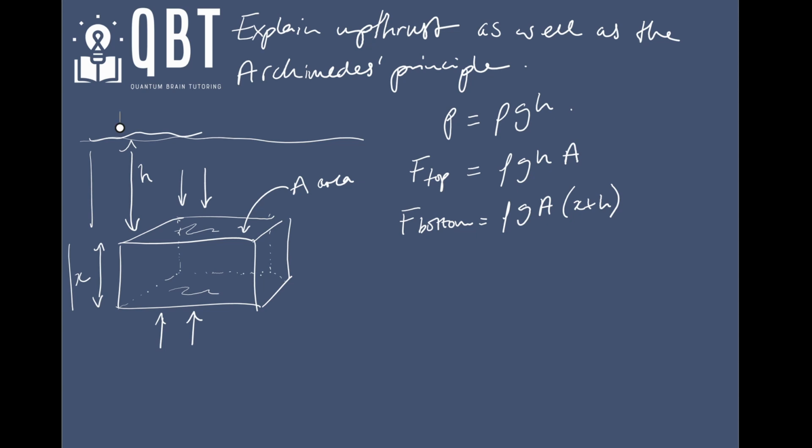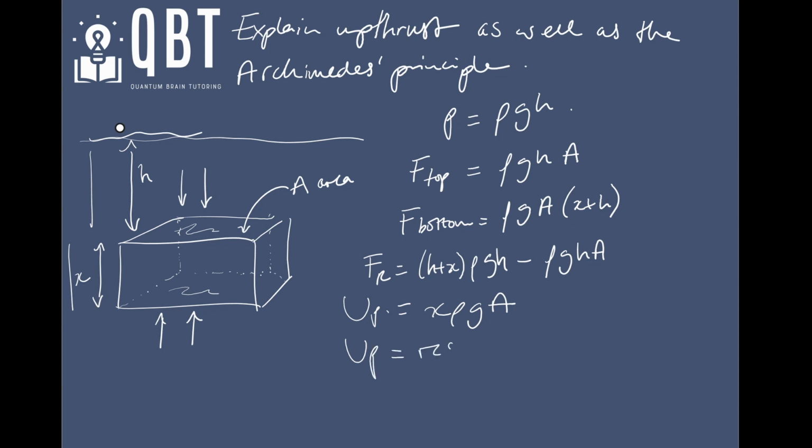Now, if you calculate the resultant force, then F_r is equal to (h plus x) rho g A, minus rho g h A, which gives us x rho g A. That is our upthrust, which makes upthrust a resultant force. Because there's a difference in pressure experienced on two different surfaces, as the displacement is different between those two surfaces and the water, this is what generates this resultant upwards force.